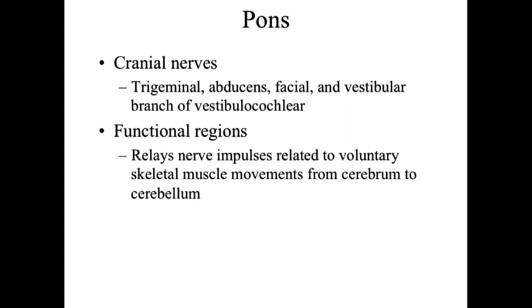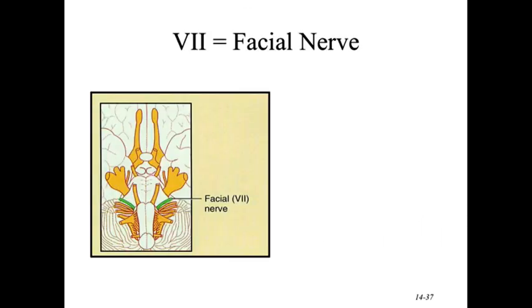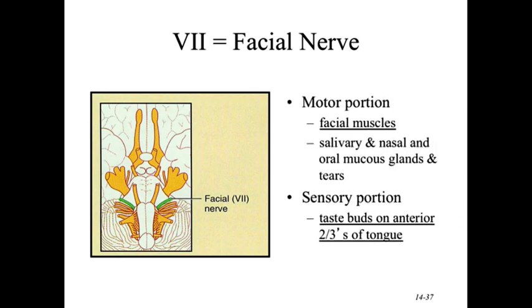The trigeminal nerve, abducens nerve, vestibular nerve, facial nerve, and the vestibular portion of the vestibulocochlear nerve. So let's look at the facial nerve, cranial nerve 7 first. There's sensory and motor function. The facial nerve controls the muscles of facial expression, like the frontalis muscle, raising the eyebrows, frowning, whistling, blowing out your cheeks, puffing up for a kiss, right? These are all facial muscles.